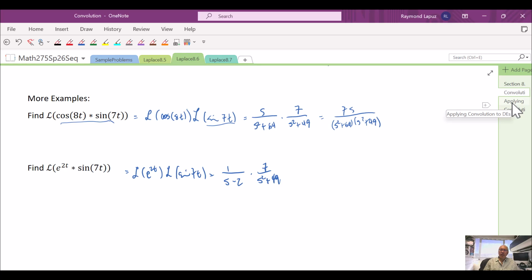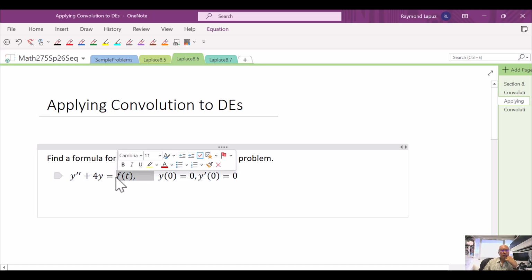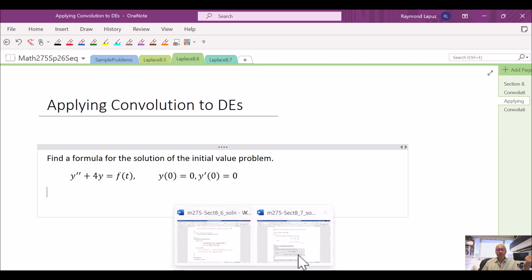Let's actually apply the convolution theorem to a semi-generic situation here, where we are looking for the solution to this for some unknown f. So this f could be a simple function, it could be a piecewise function, or whatever. But let's just say if we were solving for this, how would we do it? All right. Let's see.